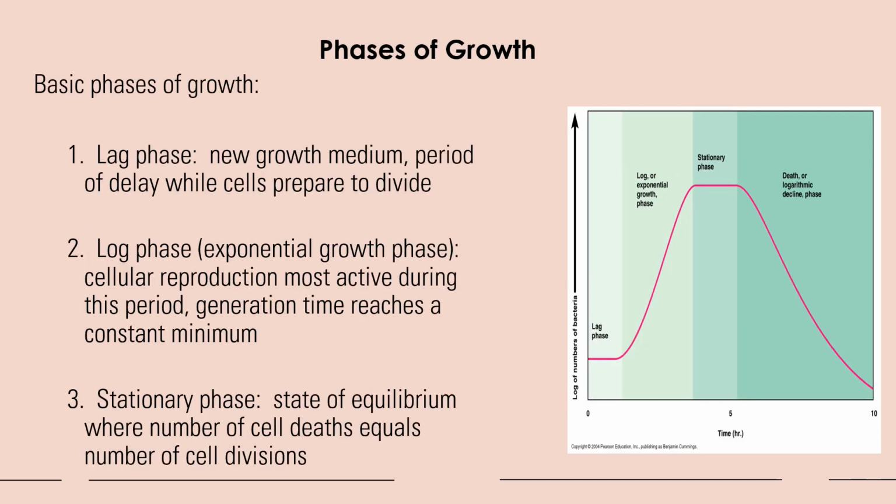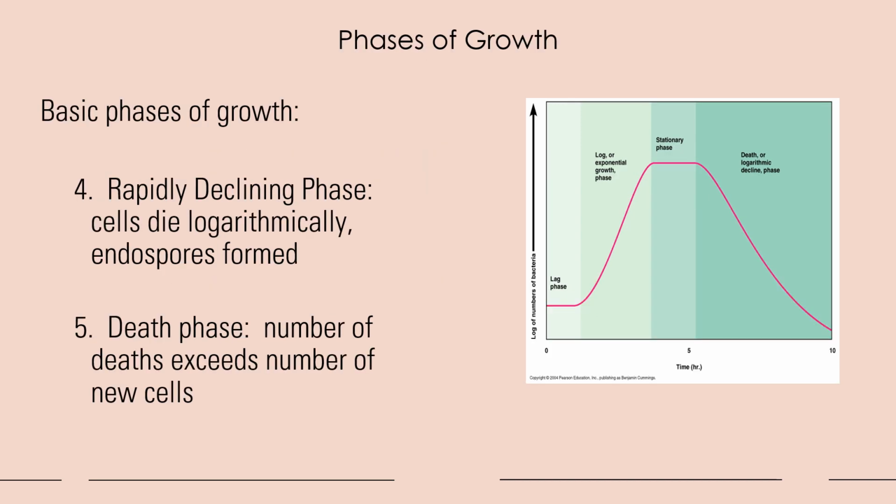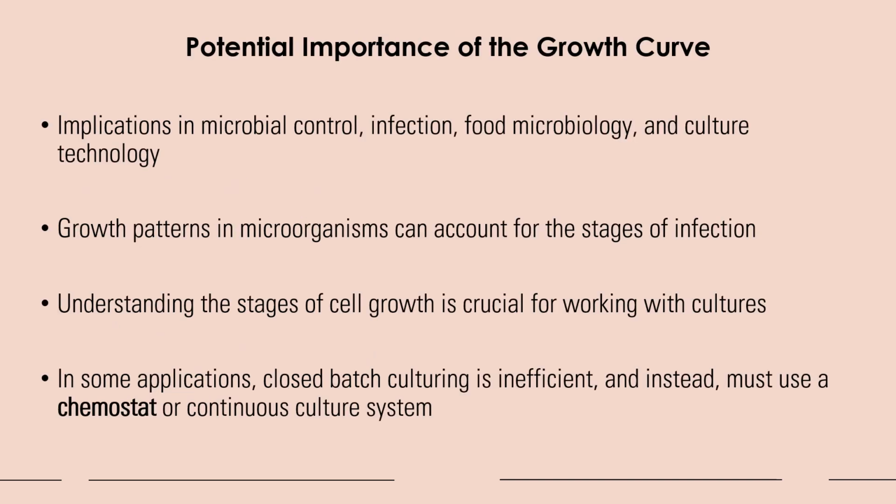Basic phases of growth. Lag phase, new growth medium, period of delay while cells prepare to divide. Log phase or exponential phase. Cellular reproduction is most active during this period, generation time reaches a constant minimum. Stationary phase, state of equilibrium where number of cell deaths equals the number of cell divisions. Rapidly declining phase, cells die logarithmically, endospores are formed. Death phase, number of deaths exceeds the number of new cells.